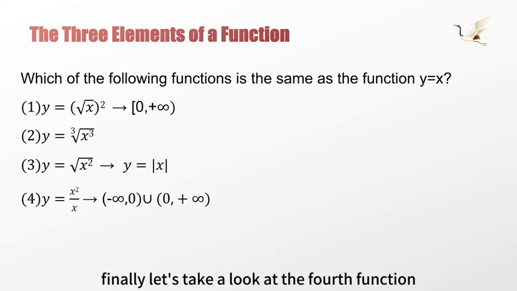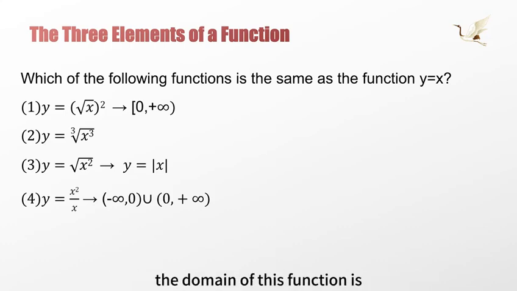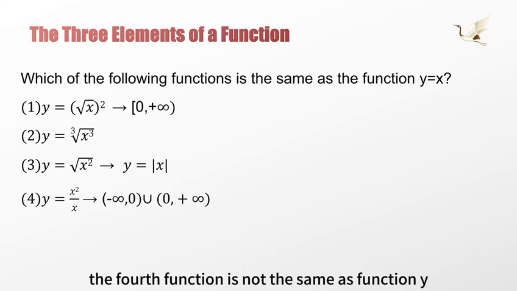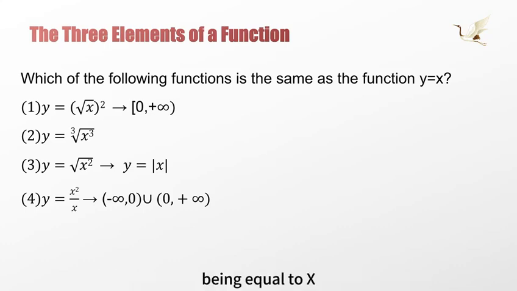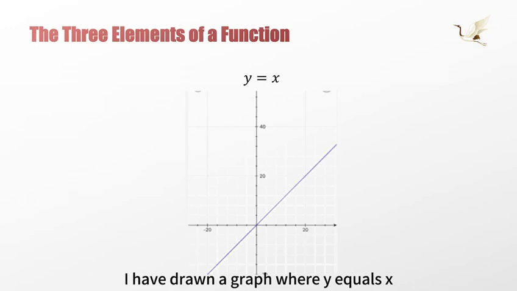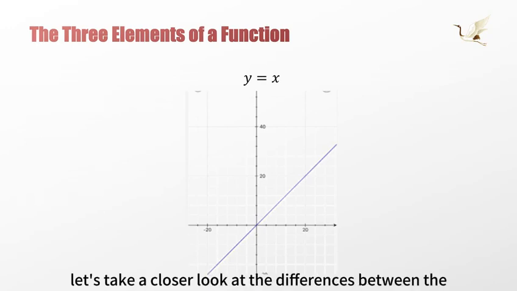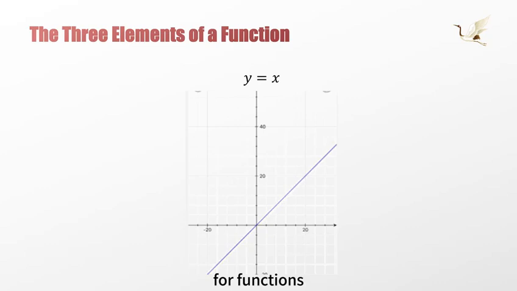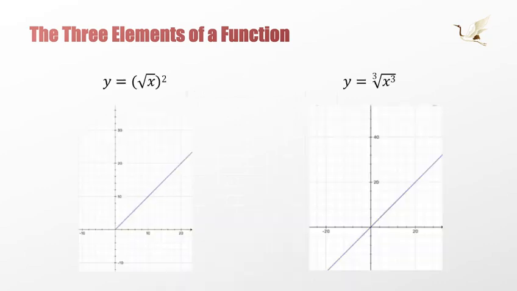Finally, let's take a look at the fourth function. The domain of this function is from negative infinity to 0 and from 0 to positive infinity. Obviously, the fourth function is not the same as the function y equals x. I have drawn a graph where y equals x. Let's take a closer look at the differences between the four functions and the graph where y equals x.